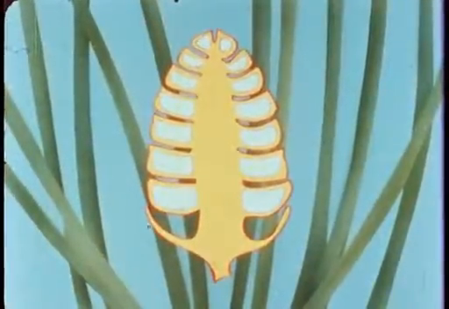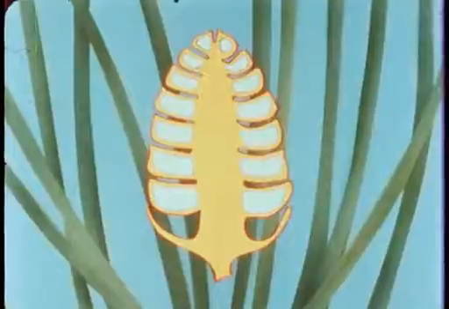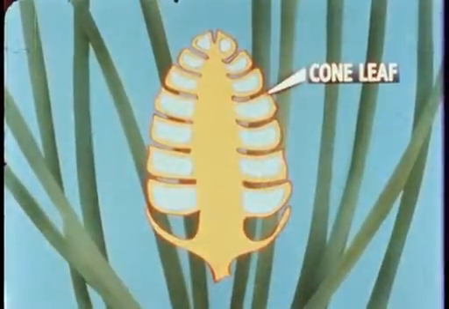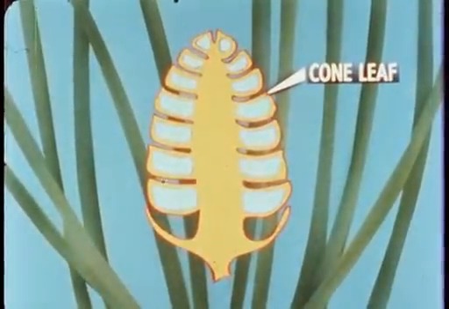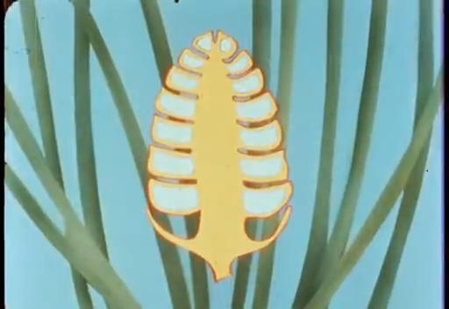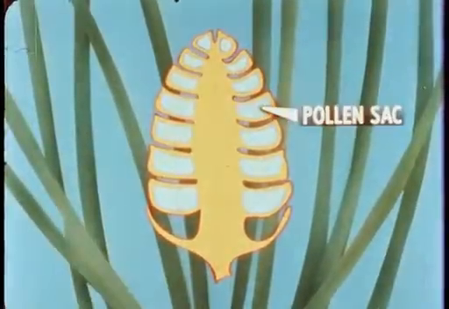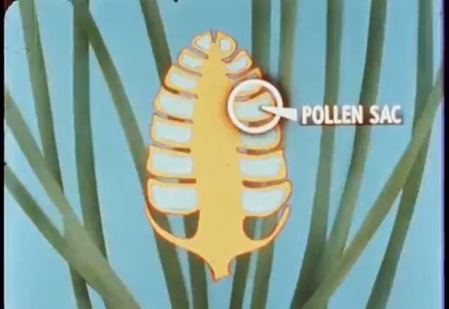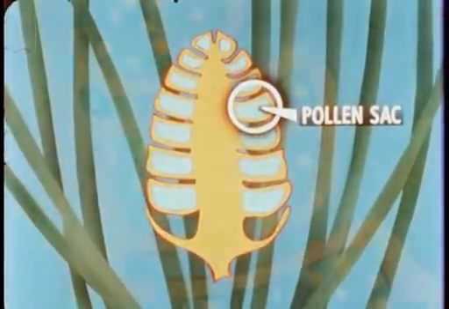In this longitudinal section drawing of a pollen cone, you can see how the cone leaves are attached to the central axis of the cone. On the underside of each cone leaf are the pollen sacs. Contained within these pollen sacs are the cells, called microspore mother cells.